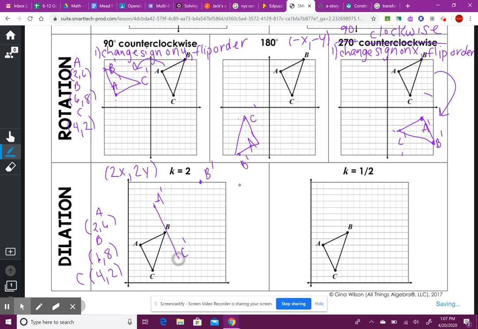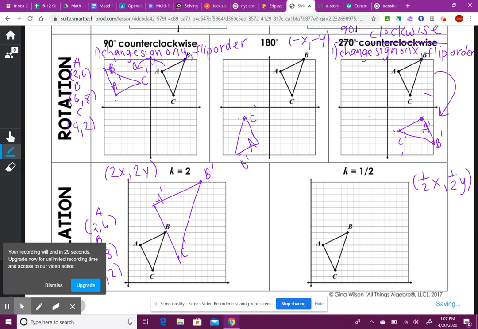You just multiply the original X's and Y's by whatever that K is equal to. So if it's bigger than 1, it will obviously make the shape bigger. But if K equals half, it means that it would make the shape smaller. So for A, your new A would be cutting the 2 and the 6 in half, or multiplying them both by half. So we would have half times our X, half times our Y. So now we would have (1, 3) for my new A, and so forth.